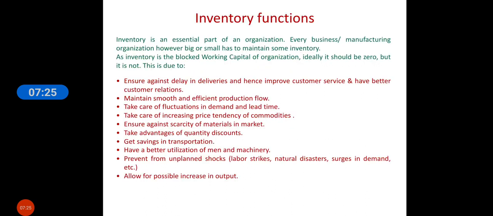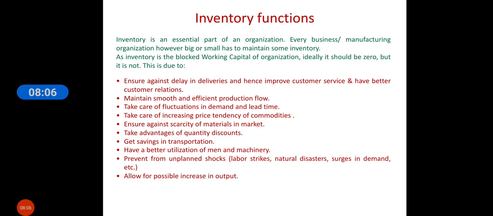Then, inventory functions. What type of functions do inventories perform? Basically, inventory is an essential part of any organization. As you learn, it is a necessary evil. Every business or manufacturing organization, however big or small, has to maintain some inventories. As inventory is blocked working capital of an organization, ideally it should be zero, but it is not. Okay, inventory is called a necessary evil because it blocks our working capital. We should make it zero because it is evil, but we cannot do that.